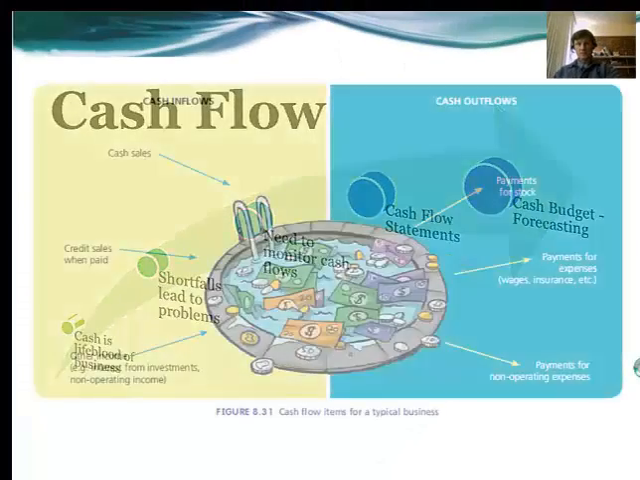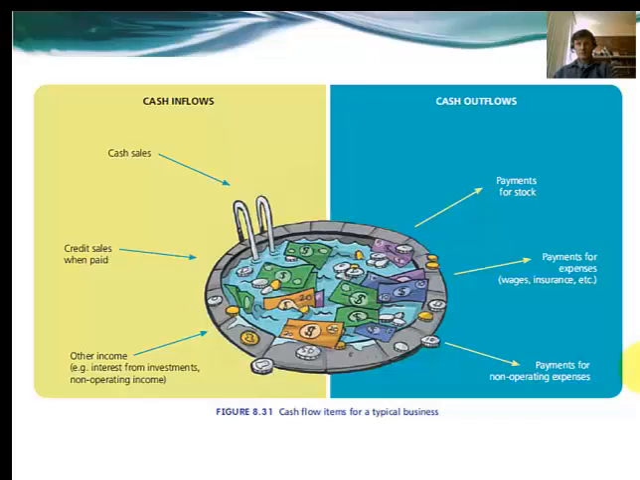Now let's have a look at what constitutes cash flows. Here on the diagram you can see there's a number. Cash sales, when we sell our products, when we have amounts sold on account and when they are paid back to us. Other income in terms of interest, non-operating income, for example, rent revenue.